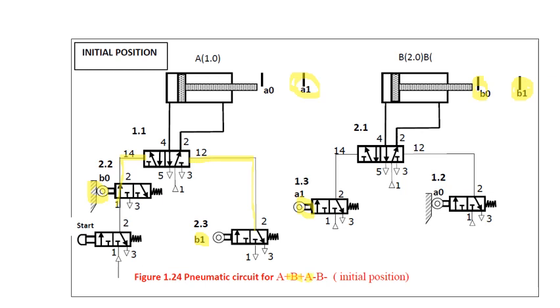When cylinder A retracts, it will hit the limit switch A naught. That A naught will give an input signal to cylinder B, so that cylinder B needs to retract. When cylinder B retracts, it again comes back to the initial position, where the initial signal is B naught. That is the initial signal for cylinder A, so that cylinder A moves forward. That is the input signal for the initial condition.